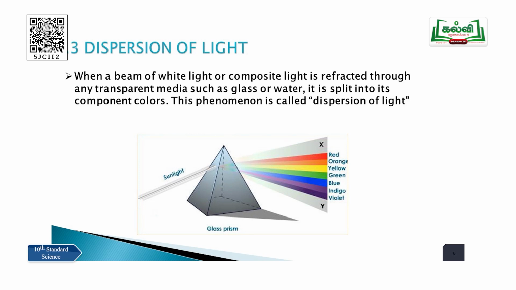Now, let us see what is dispersion. When a beam of white light or composite light is refracted through any transparent medium such as glass or water, it is split into its component colors. This phenomenon is called dispersion of light.